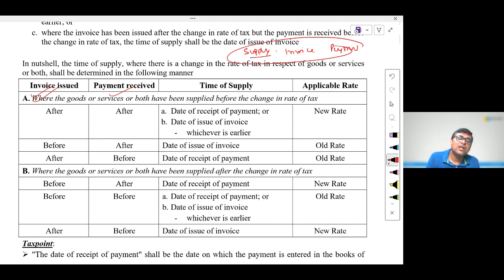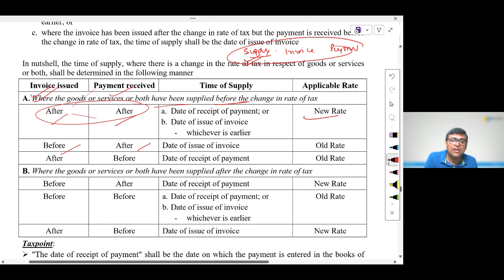Where the goods or services or both have been supplied before the change in the rate, the invoice was issued after, and payment was received after. Since two events happened after this change in the rate, the new rate would be applicable. If the invoice was issued before the change in the rate and payment was received after, since out of three events, supply and invoice were made before the change in the rate, the old rate would be applicable. Vice versa, the old rate would be applicable.